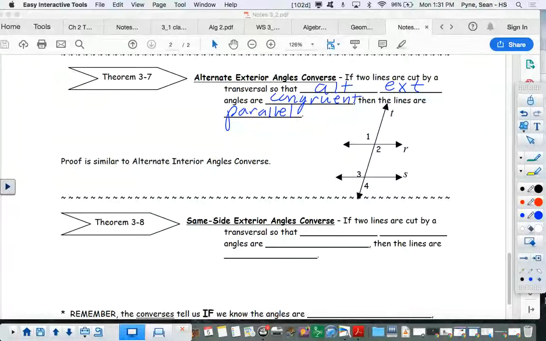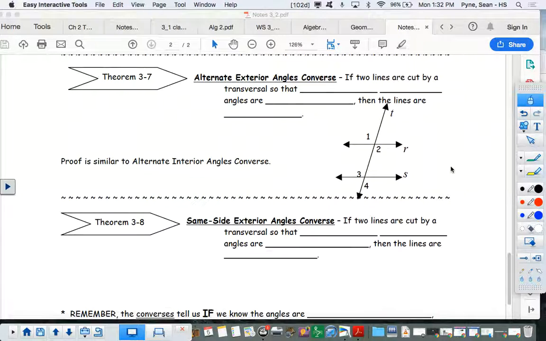And theorem 3.8, same-side exterior angle converse. If two lines are cut by a transversal so that same-side exterior angles are supplementary, then the lines are parallel. Question so far?